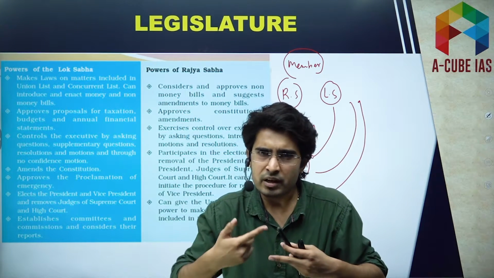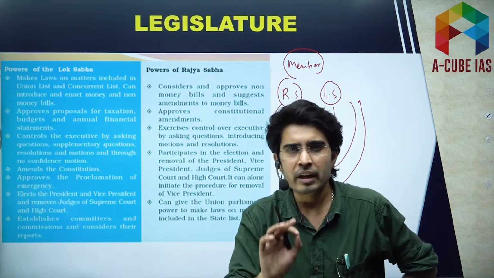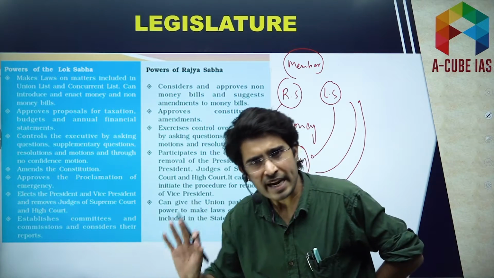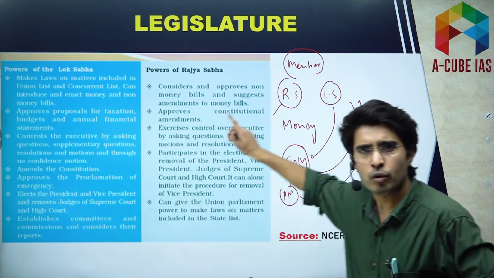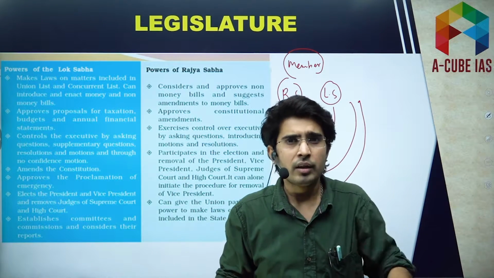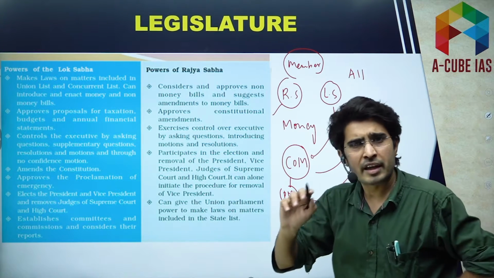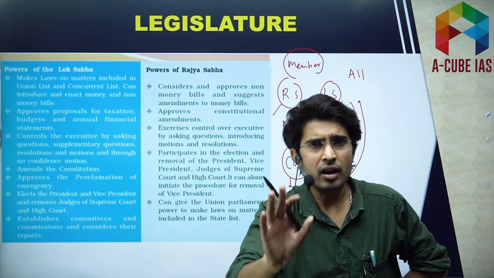Let me just repeat one more time. Remember, a money bill can be introduced only in Lok Sabha. It cannot be introduced in Rajya Sabha. Second, the Council of Ministers is not accountable to Rajya Sabha. It is only accountable to Lok Sabha. Third point, all India services can be created by the Rajya Sabha by passing a resolution.